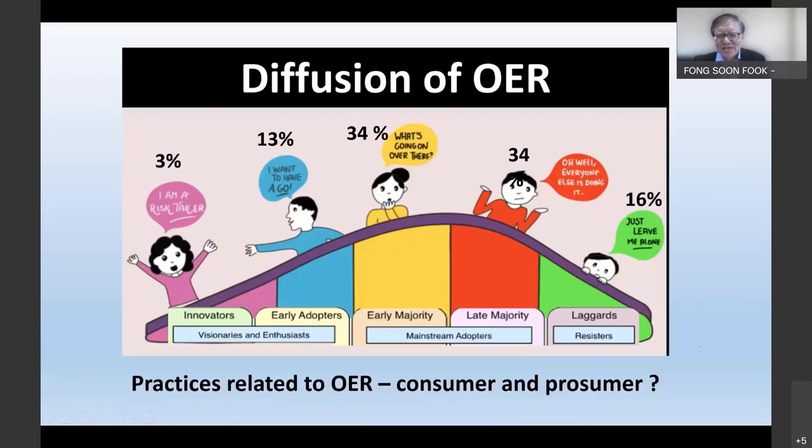This is a normal curve. Diffusion of OER, practices related to OER, even as a consumer and prosumer. The majority of us are here in the center, mainstream adopters. Some of us could be the 3% who are innovators. Some of us are the laggards, who don't want to be bothered. From the survey, at least 16% say, don't touch me, I don't want to know anything about OER. Unless my director tells me to do so. Made compulsory, then.